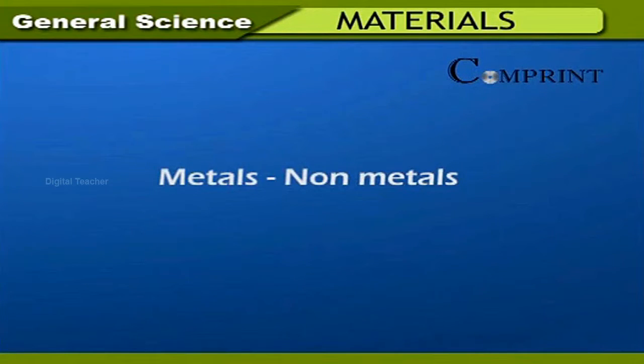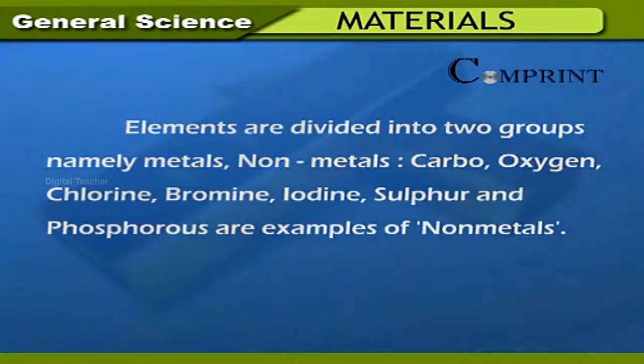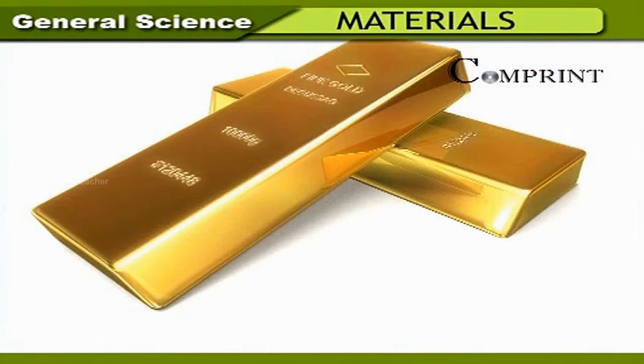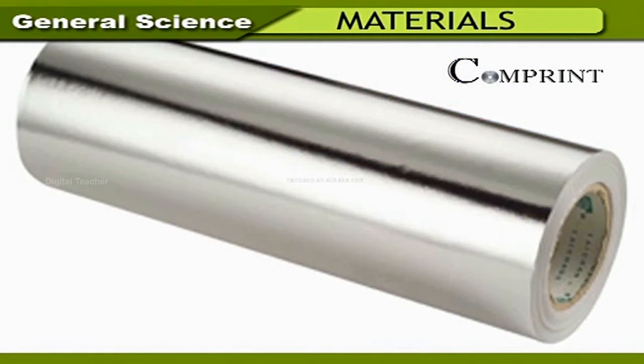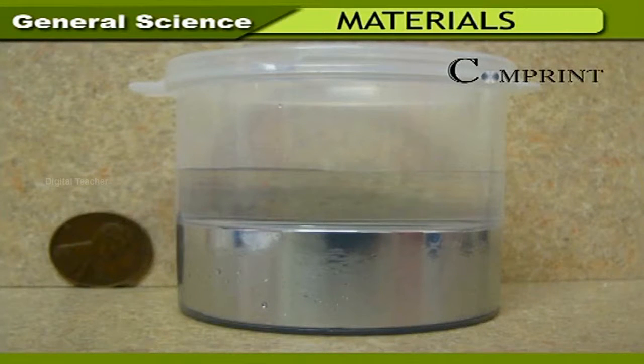Metals, non-metals. Elements are divided into two groups, namely metals and nonmetals. Carbon, oxygen, chlorine, bromine, iodine, sulfur and phosphorus are examples of nonmetals. Copper, silver, gold, mercury, calcium, magnesium, lead, iron are examples of metals. At room temperature, except mercury, all the metals are in solid state. Mercury is in liquid state.